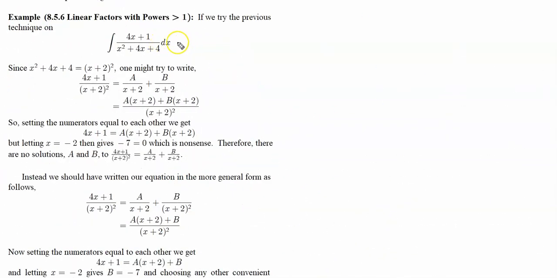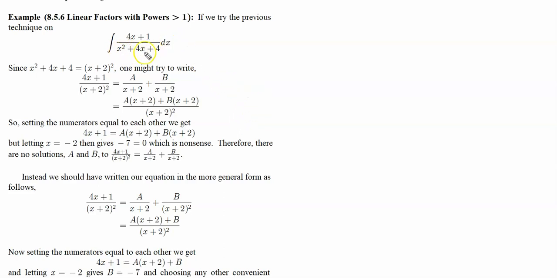Now let's take a look at this example. So here we want to evaluate the indefinite integral of 4x plus 1 divided by x squared plus 4x plus 4. Now, we're going to look at a procedure that might seem reasonable at first based on what we just looked at, but it actually doesn't work and has a problem. And then we're going to fix that problem and come up with a correct procedure to follow.